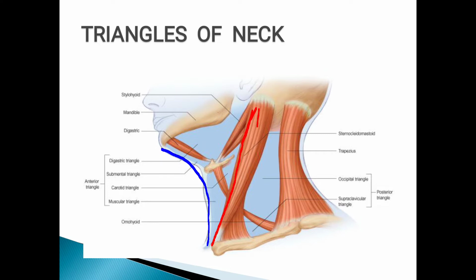The base is formed by the base of the mandible and a line drawn from the angle of the mandible to the mastoid process. So here you can understand the boundaries very well. Medially we have the midline which extends from the base of the mandible to the manubrium. Below we have the manubrium, and laterally you can see the sternocleidomastoid muscle.